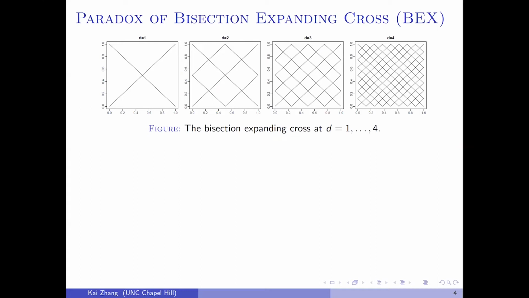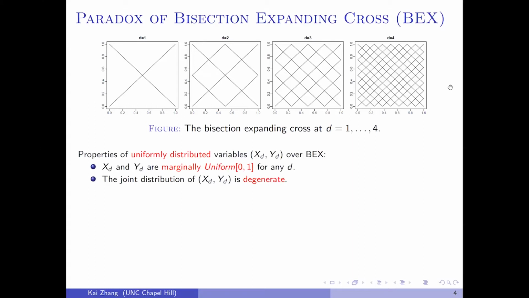This structure can be regarded as a space-filling fractal. So in the first level, this is a cross in the unit square. To obtain the second level, we take the midpoints of the four arms and extend bisectors until they intersect. We can repeat this process to obtain level 3, level 4, and so on. Here are some interesting properties of the uniform distribution over this structure. The marginal distributions of X and Y are uniform [0, 1] for every level, but the joint distribution of X and Y is degenerate. These properties lead to an interesting paradox.